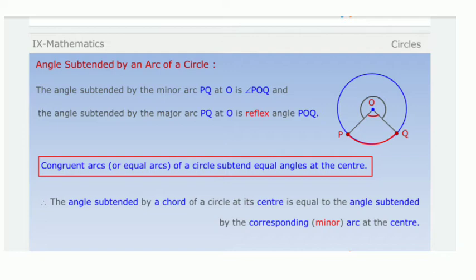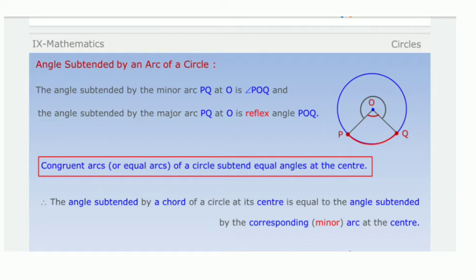Here we get one more angle subtended by the major arc. That means PQ is the minor arc and the remaining portion is the major arc. So we get another center angle on that center. That is called the angle subtended by a major arc of a circle.